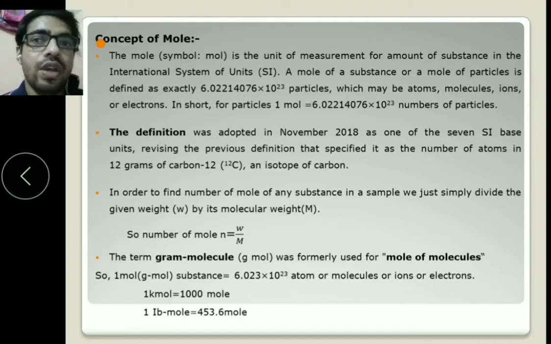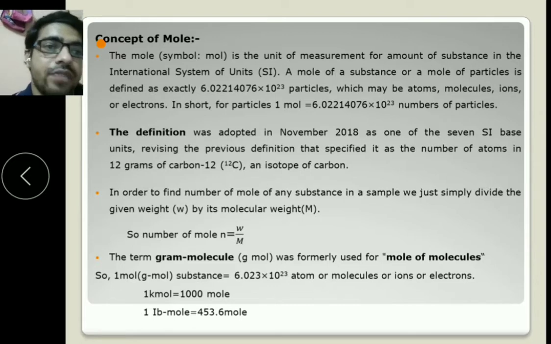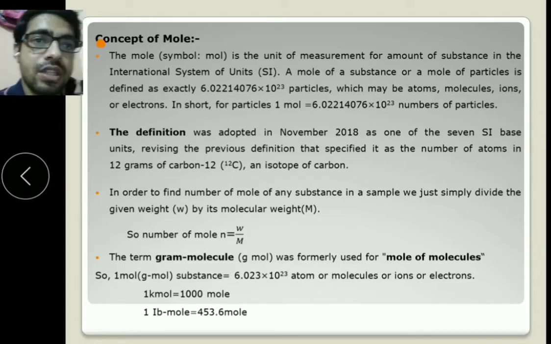We know in the first chapter we studied there are different unit systems like CGS, MKS, FPS, SI, but in the SI system only there is a place for amount of substance, and which is mole. In other systems like CGS, FPS, MKS, there is no place for amount of substance.